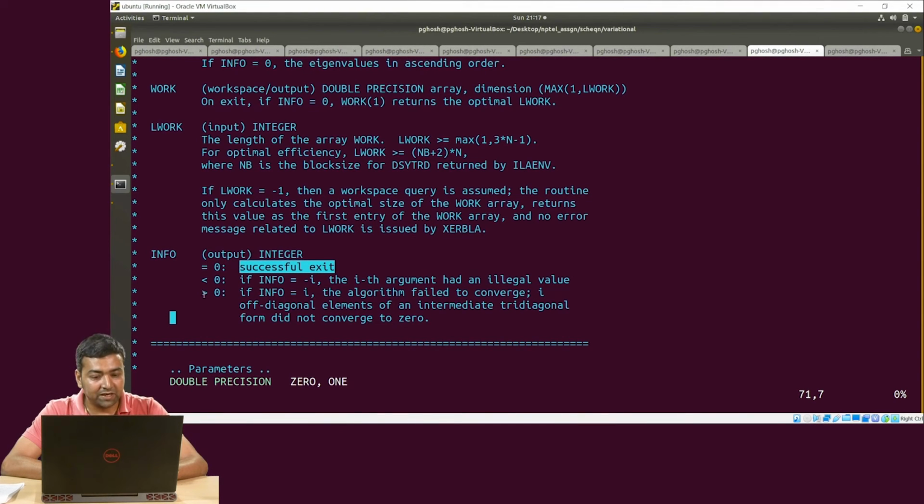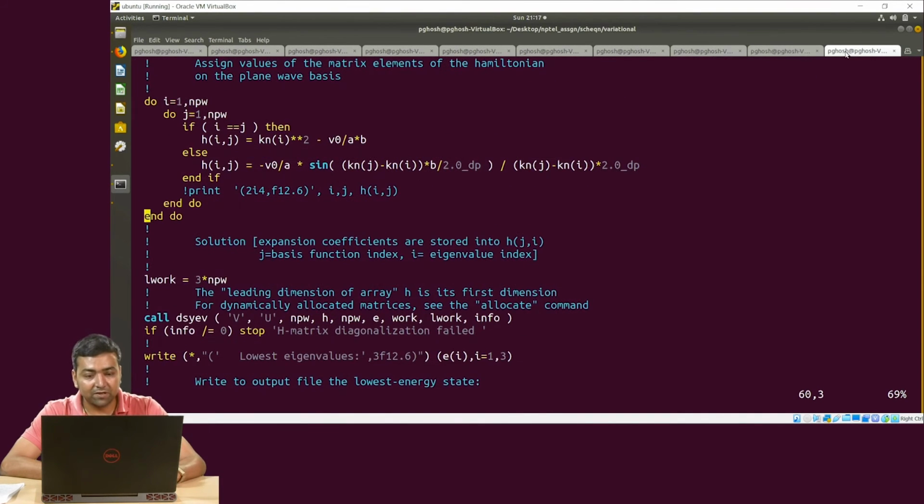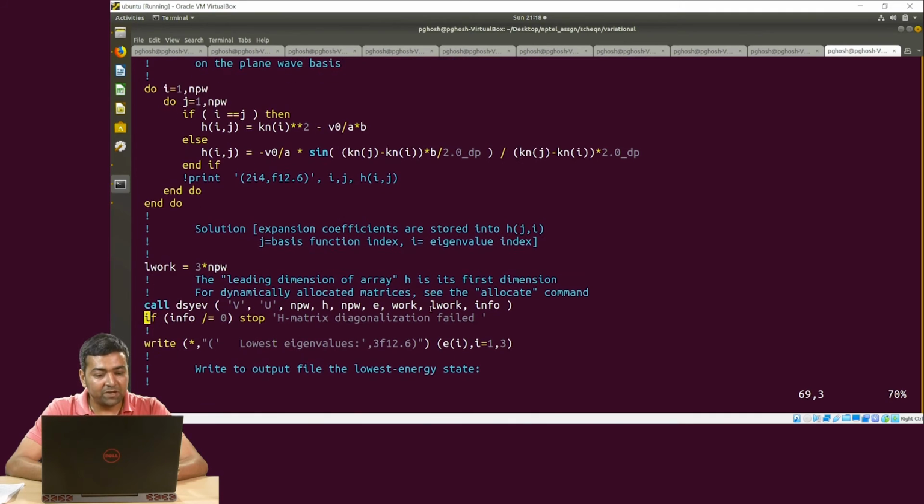Similarly, if it is greater than 0, it means that the algorithm failed to converge the off-diagonal elements. Remember, in this we do not explicitly diagonalize the full matrix. The matrix diagonalization is done in an iterative way. In this part of the course we will not go into the details of how this subroutine works, but this is just for your knowledge. So now back to my main program.